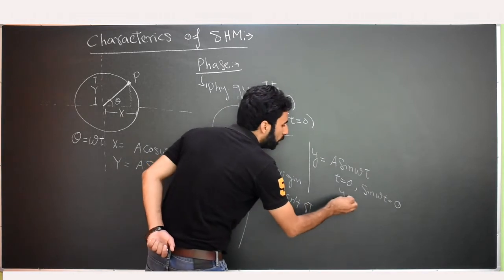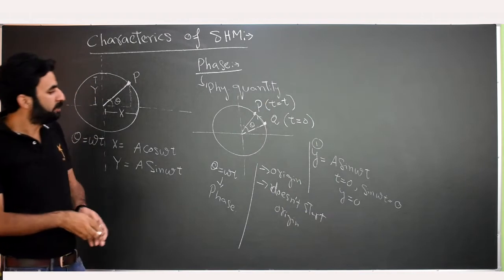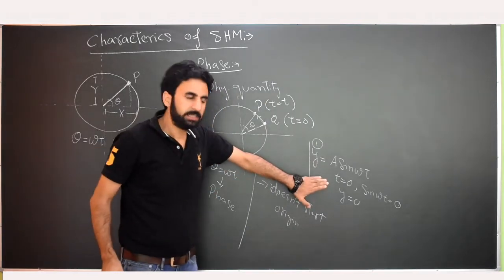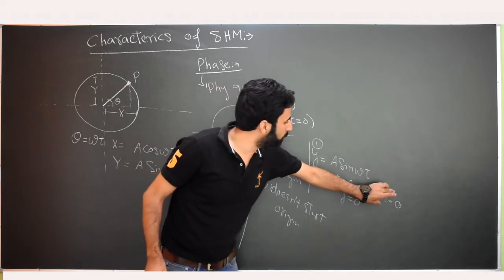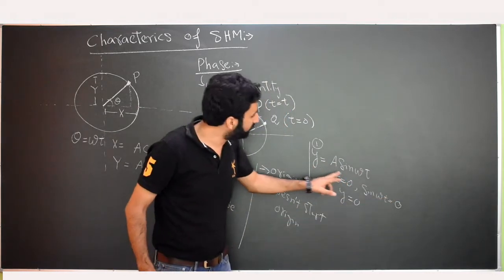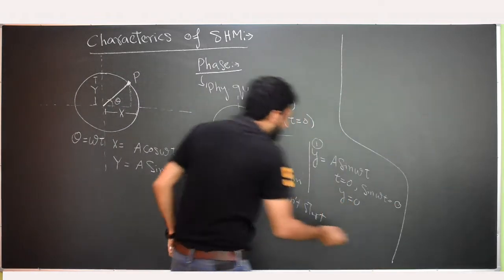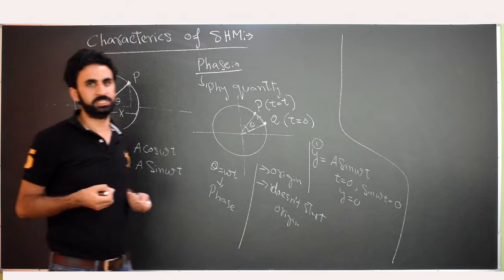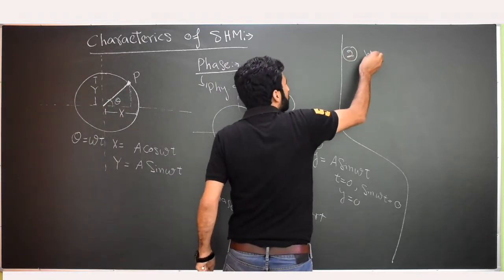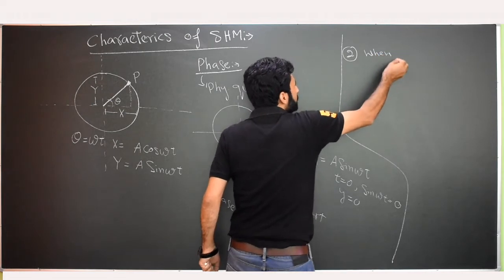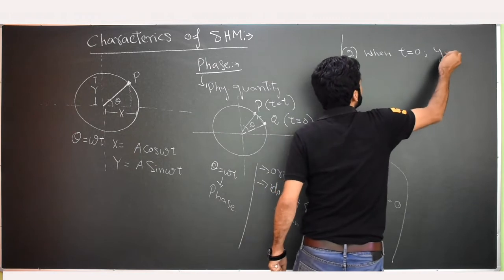and y will also be equal to 0. This is one condition. In case the particle starts from the origin, t is equal to 0, sine of omega t will be equal to 0 because sine 0 is 0, and y will be equal to 0. This is one condition. But the second case is, in case the particle doesn't start from the origin, it means when t is equal to 0, y will not be equal to 0.